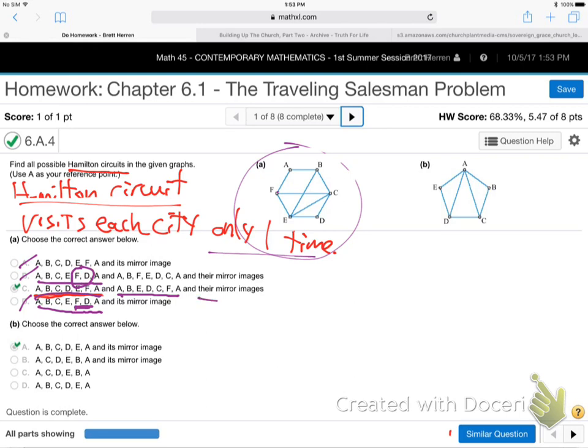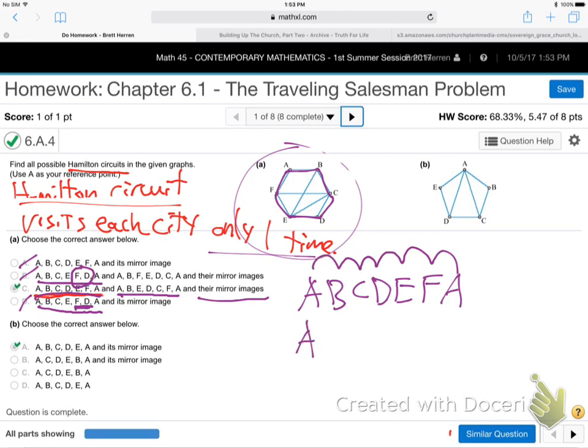What does it mean by and their mirror images? Do you get what it's saying? It means you could run the loop backwards, right? In other words, I'll just repeat what they said. They said A, B, C, D, E, F, back to A, and then that other one also. But you could run that backwards. You could go A, F, E, D, C, B, A. I'll just write it that way.